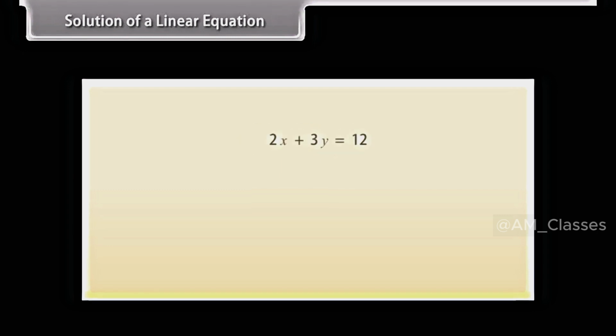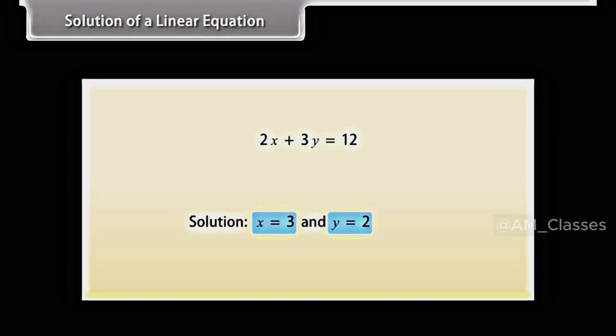Let us take the equation 2x plus 3y is equal to 12. Here x is equal to 3 and y is equal to 2 is a solution because when you substitute x as 3 and y as 2 in the equation above, you find that the answer becomes 12. We can also write this solution as (3, 2) because the value of x here is 3 and the value of y is 2.